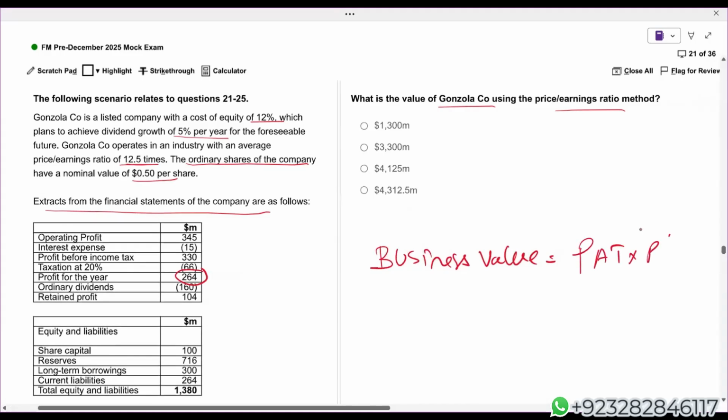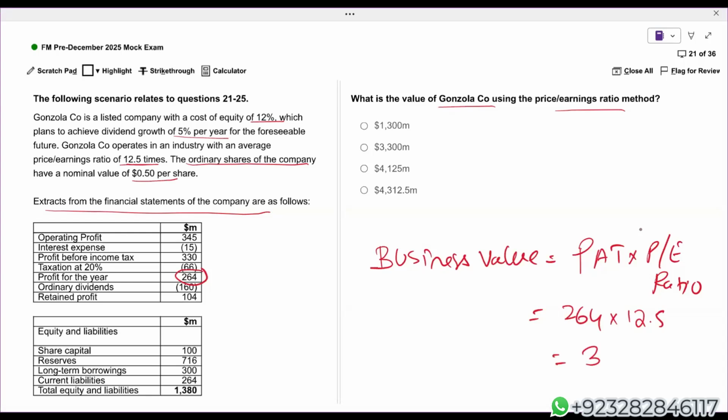Profit after tax into P/E ratio. Gonzola operates in an industry with an average P/E ratio. The examiner has directly given us the average P/E ratio of 12.5 times, because look at this. Great, so things are pretty easy. The examiner has given me 12.5 times as Gonzola's P/E ratio. So we should be thankful to the examiner. I'm getting 3,300 million.